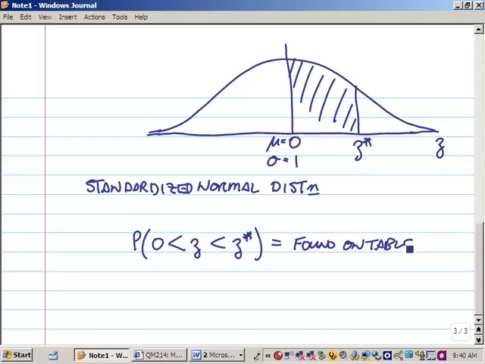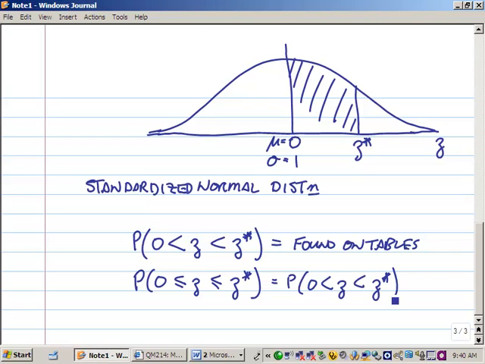Note that as this is a continuous probability distribution, it does not matter if we use equal signs in our limits or not. This is the same as the first probability. Because as I pointed out above, with any continuous distribution, the probability of getting exactly some value is 0. So we do not have to worry about our limits with a continuous distribution as we did with our discrete distributions, binomial and Poisson, etc.